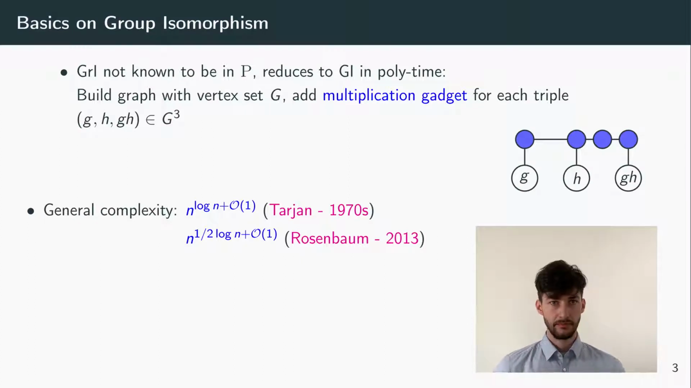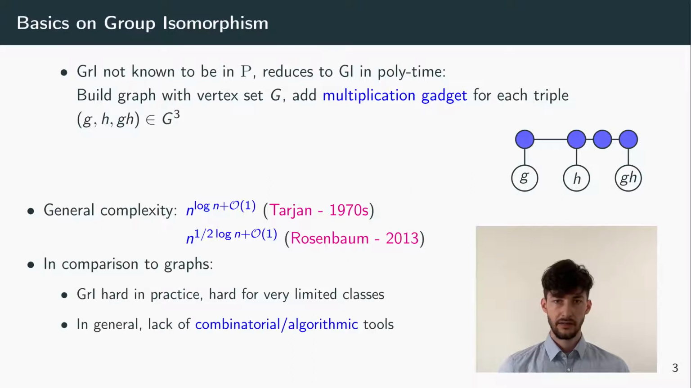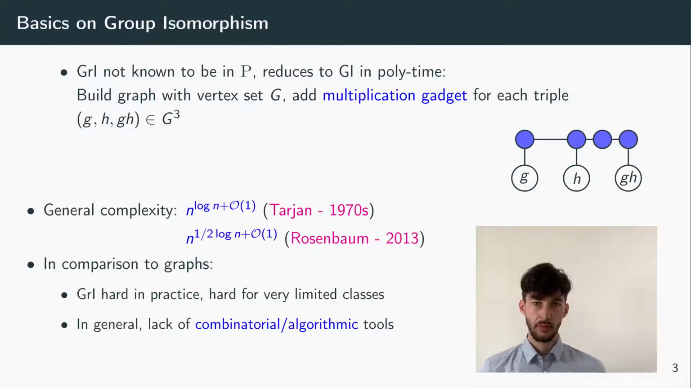So improving on this bound seems to be really hard. Comparing with graph isomorphism, in particular, group isomorphism is still hard in practice, whereas for the graph isomorphism problem, we of course have nice and efficient solvers at this point. As I said, it's hard even for very limited classes of groups, where much of the research is being done today. And in general, one could say that there's a lack of combinatorial or algorithmic methods which are specialized to the group isomorphism problem.